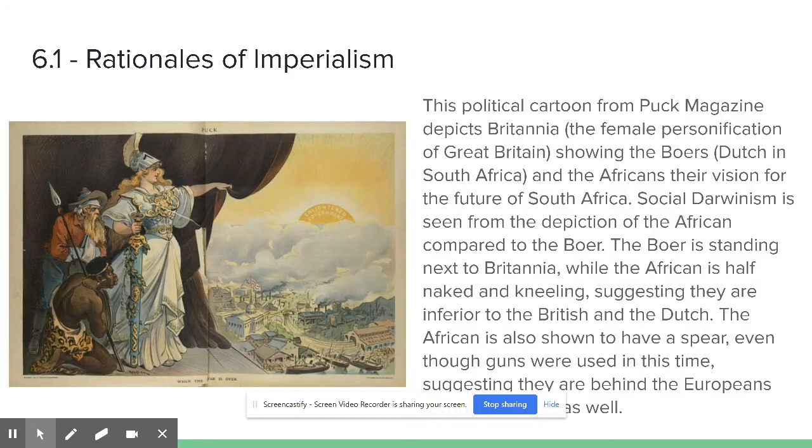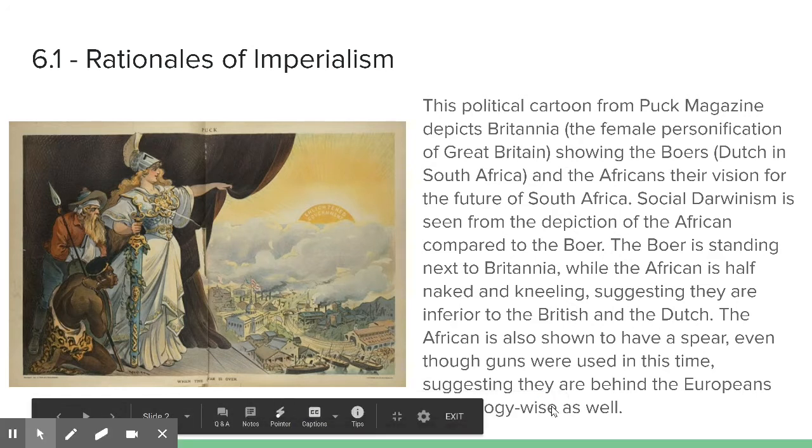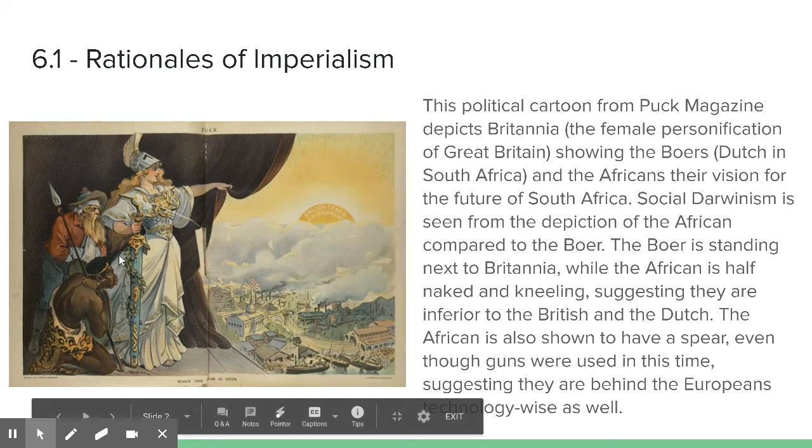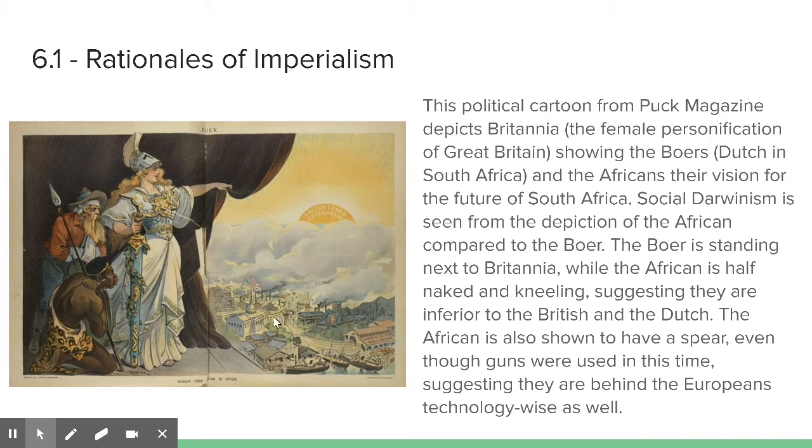So for 6.1, Rationales of Imperialism, the first primary source we have is a picture from Puck magazine, and it's of Britannia, which is just the personification of Great Britain, which is the lady in the armor. And then she's standing with a Boer, which is a Dutch person that lives in South Africa, and an African man who's kneeling. And she's showing them her vision for the future of South Africa.